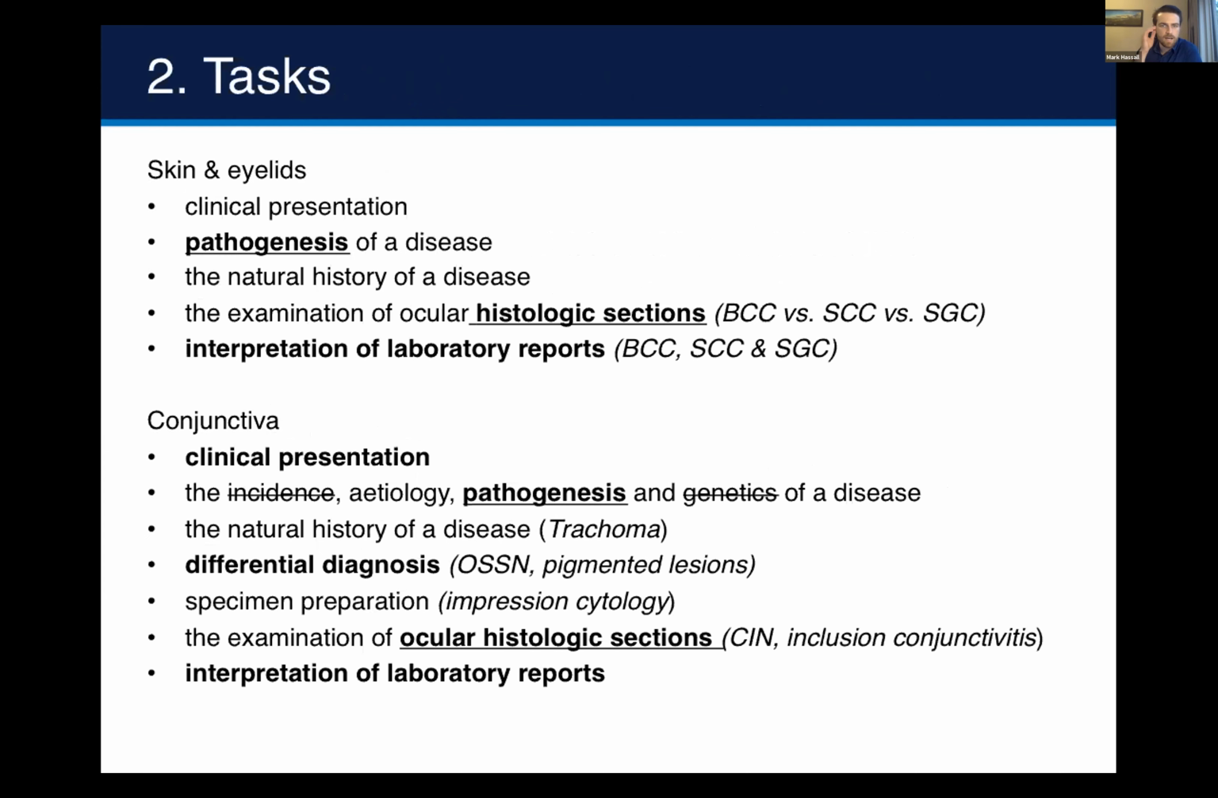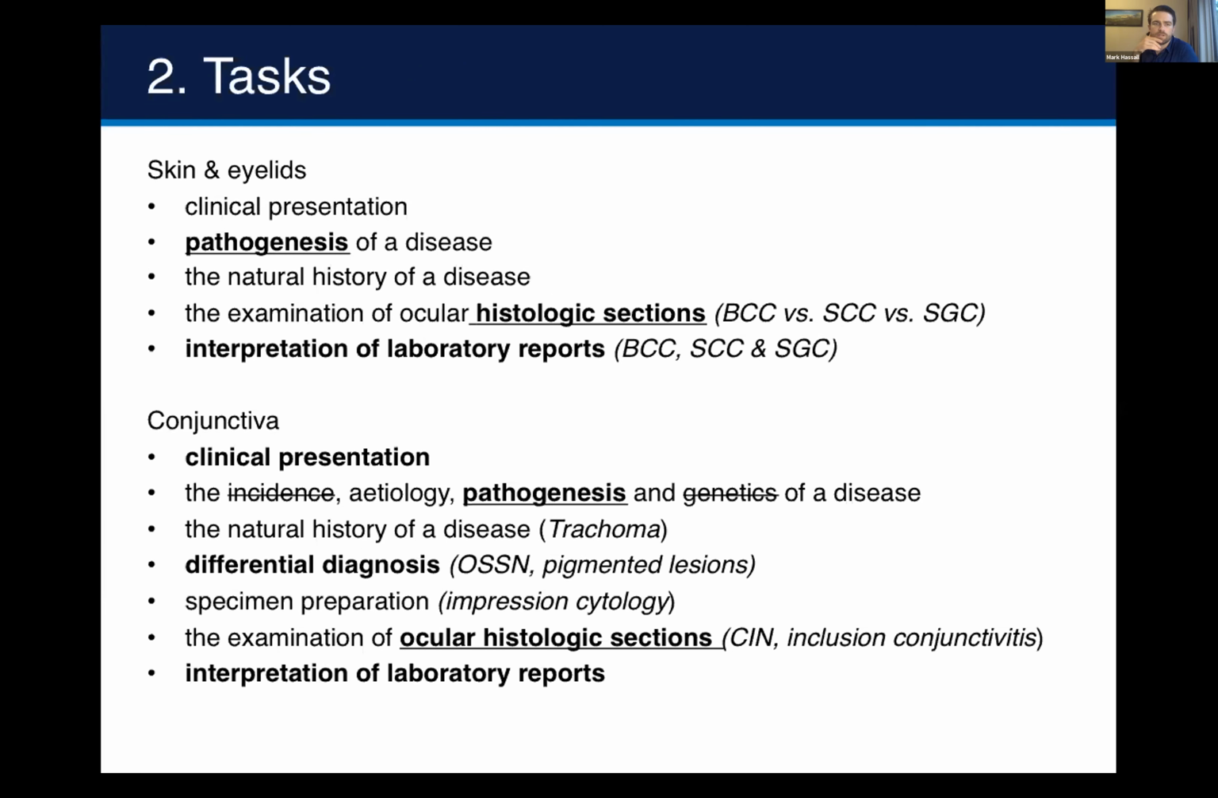The tasks that are often asked on conjunctiva and eyelid were really all about pathogenesis and histological sections. The ones in bold and underlined are the task words that come up most often in the past exams that I was looking at. And they seem to focus on those more than any explanation of the natural history of the disease, or not very much about the clinical presentation of these eyelid lesions.